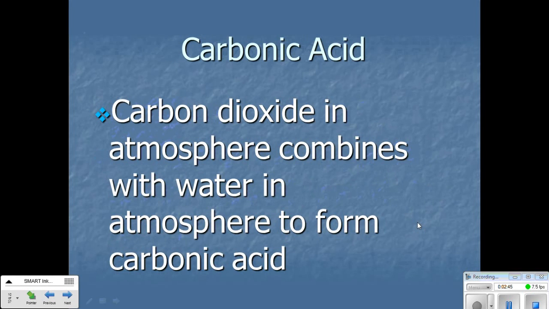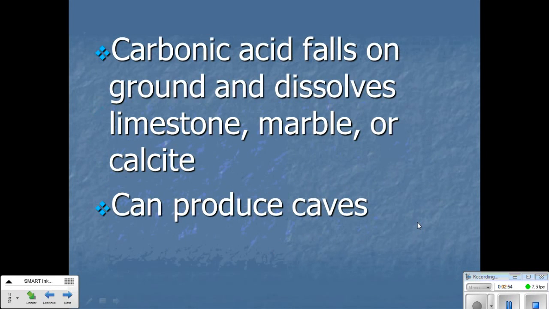Carbonic acid. Carbon dioxide in the atmosphere combines with water in the atmosphere to form carbonic acid. Carbonic acid falls on the ground and dissolves limestone, marble, or calcite, which can also produce caves. So this is acid rain, essentially. And you have the formula on your note sheet. H2O is water, CO2 is carbon dioxide, which combine to form H2CO3, which is carbonic acid.